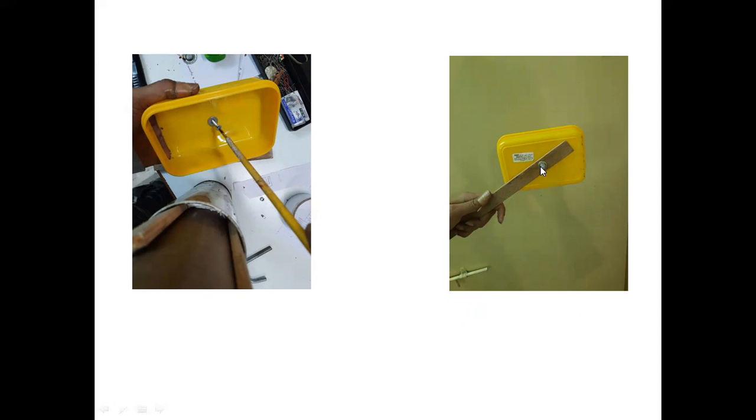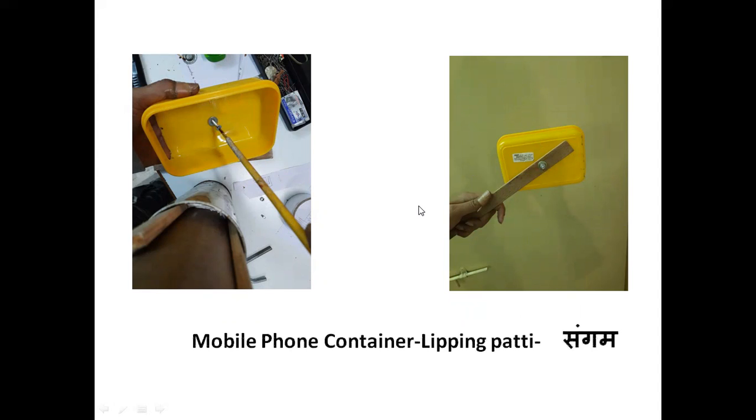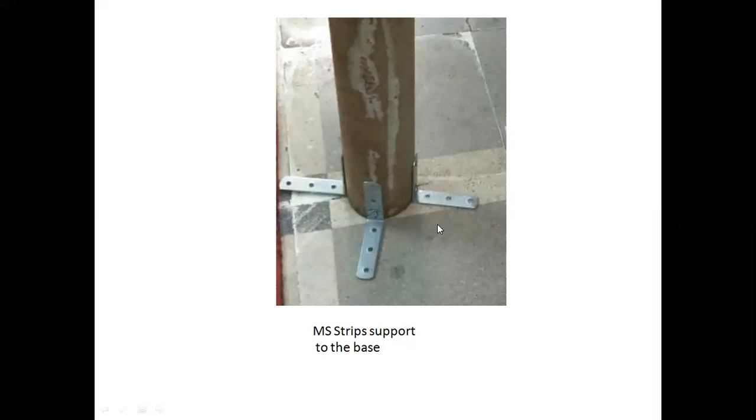We must put washer, lipping putty and container joint. They are joined together, and this base or container can rotate in horizontal plane because of the washer. Remember, washer is important, and we have to maintain a proper distance. I have maintained it 9 centimeter. Washer facilitates the rotation of the container. Next job was to provide support to the base. So MS strips, right angle strips were available. These were fixed onto the base with the help of small wooden screws.